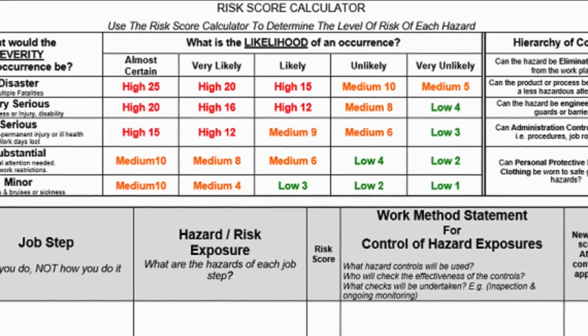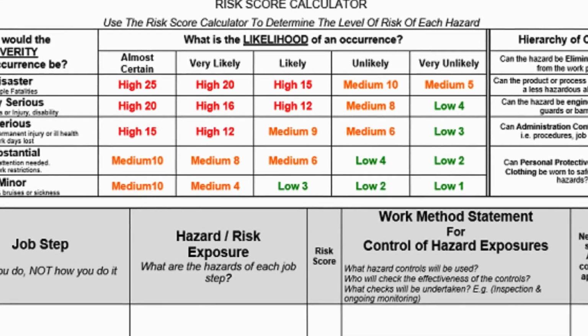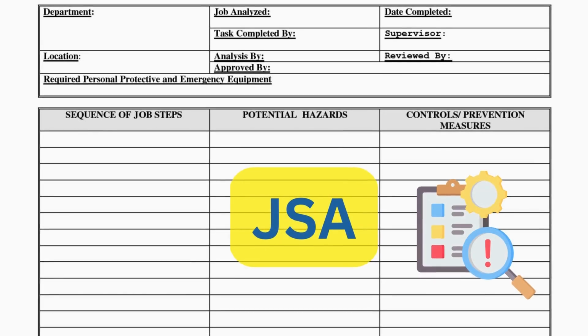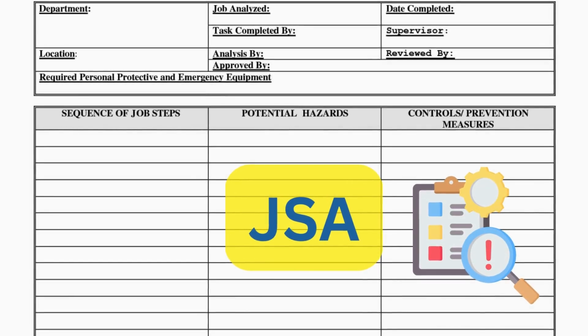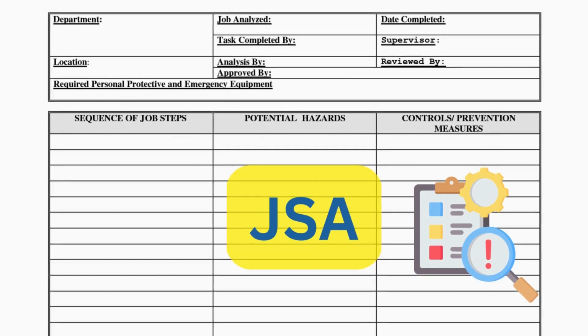Assess the severity of each hazard and the likelihood of its occurrence using a risk matrix. Determine control measures to mitigate these risks. This might involve implementing safe work procedures, providing personal protective equipment, or adjusting equipment. JSA allows you to identify hazards at each step of a job, helping to implement targeted risk management strategies and safer work practices.